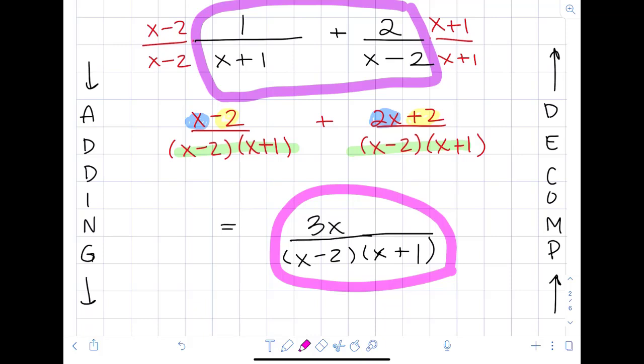Okay, so the process that we've worked on previously has been adding. That's what we just did. Decomposition is what we're going to learn in a second, and that's going to be the process where we go from our pink 3x over x minus 2 times x plus 1 back in time to our simpler addition of two fractions. So what makes it simpler is that our original expression had only one factor in the denominator instead of having a product of factors in the denominator. So that's going to be our goal.